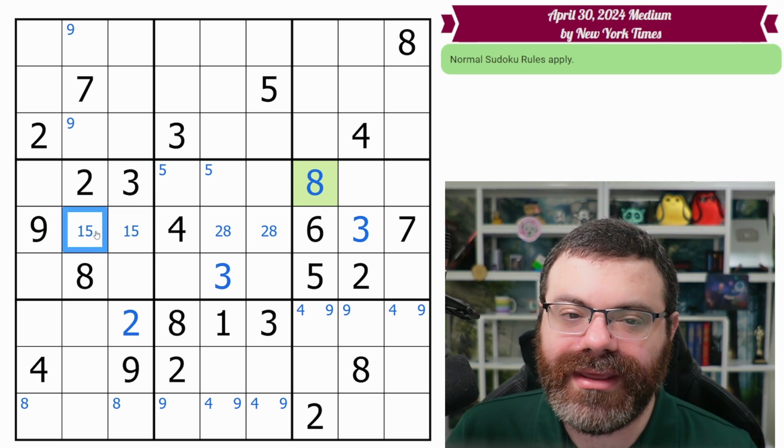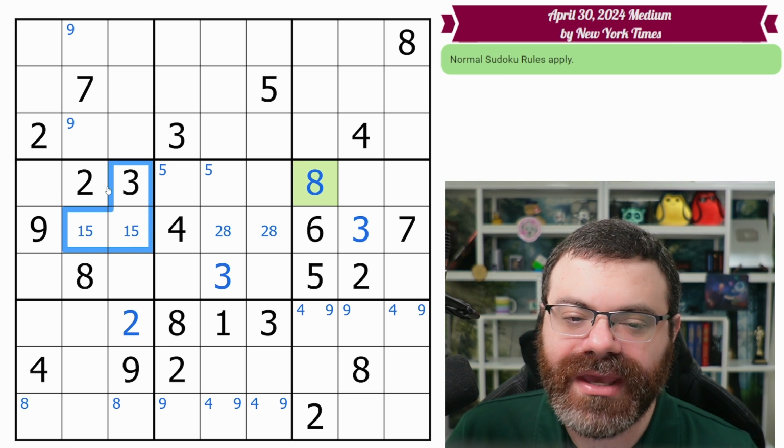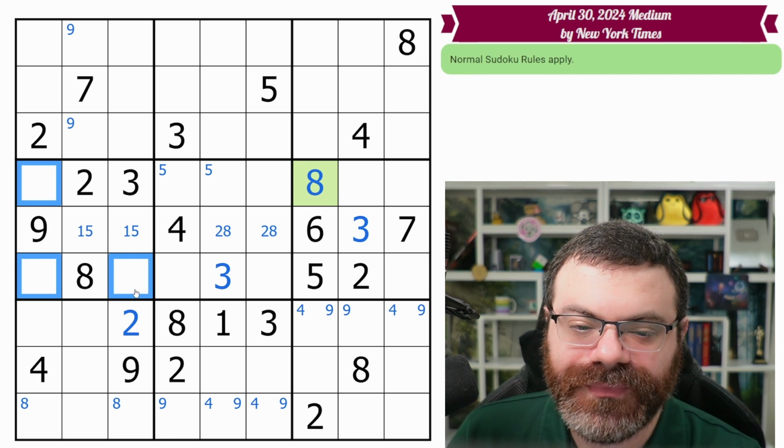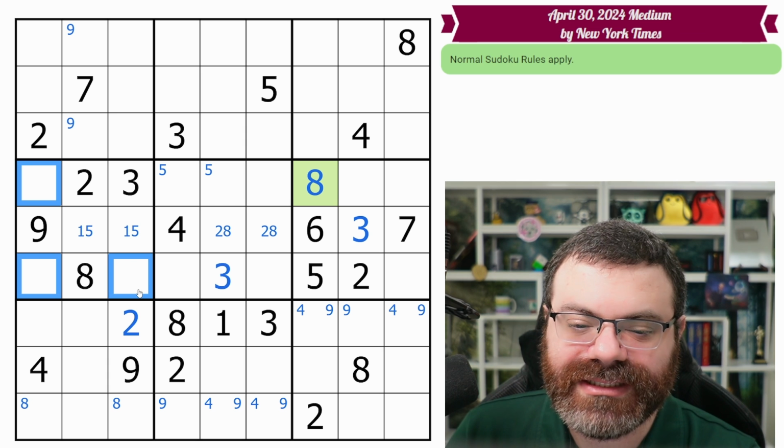Okay, now this box, the 1 and 5 are known. We don't care what order they go in. We know that they go here. They can't go anywhere else because they're going to go here. They can't go anywhere else in the box because they share the same box. And so what are the 3 digits remaining for this box? Well, they are the 4, 6, and 7.